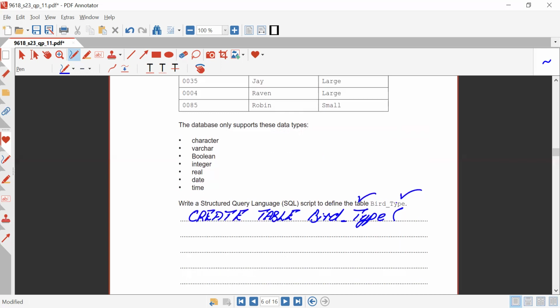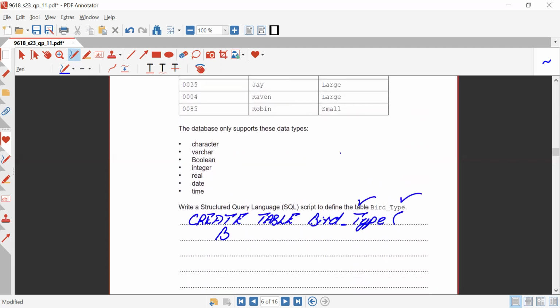So now bird ID. Was there an underscore? No, there was no underscore. Bird ID, and then for character we write char. For the range of the char, there are a maximum of 4 digits, so we could write 4 or 6, anything. We could go ahead with 5, and then NOT NULL. Why do we write NOT NULL? That means that there should be a value. We cannot go without any value in it.